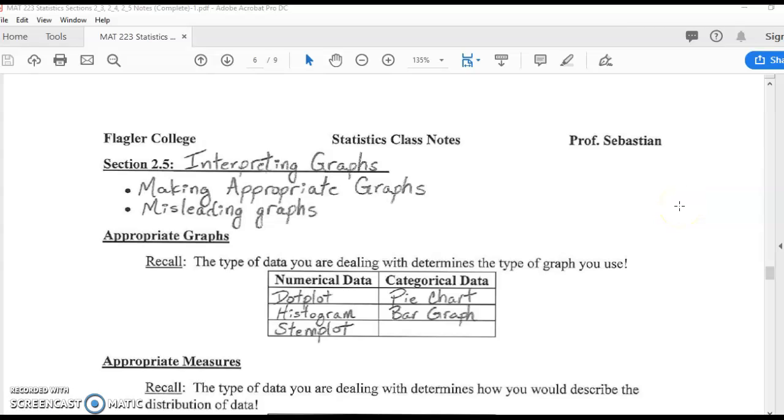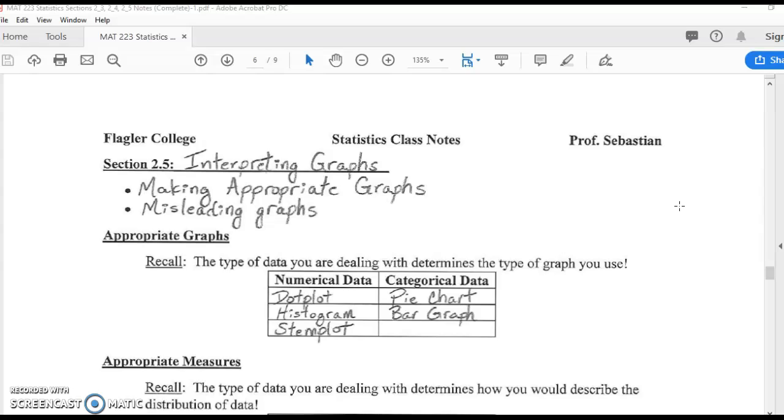Okay, hi everyone. We are continuing on in chapter 2. We're now on page 23 and in section 2.5, learning a little bit about interpreting graphs. Just want to kind of hammer home the point here in section 2.5 about what are the appropriate graphs to use depending on what type of data you have.